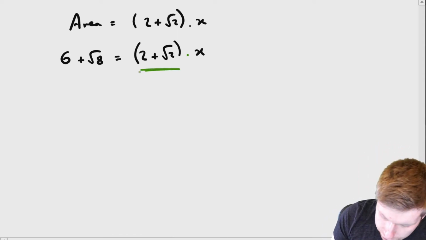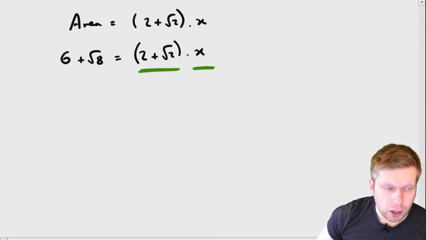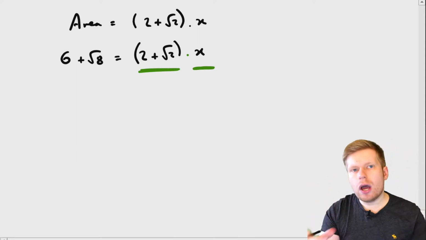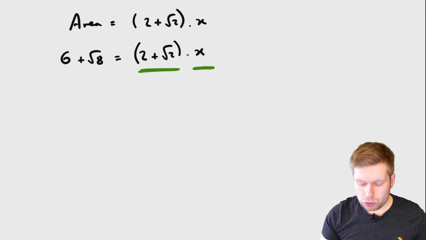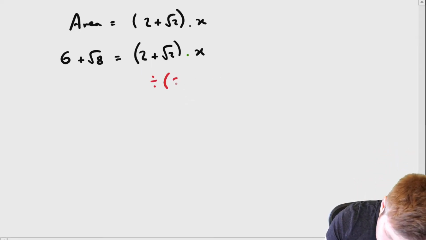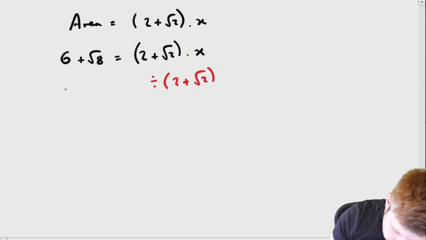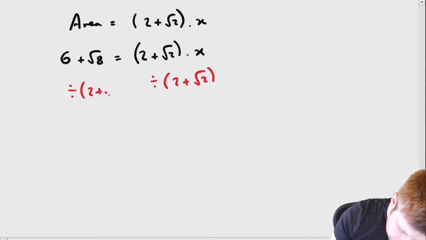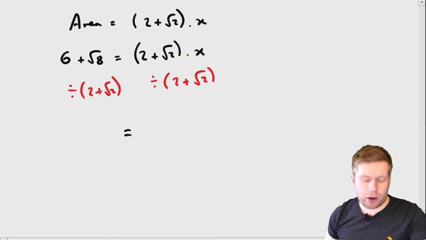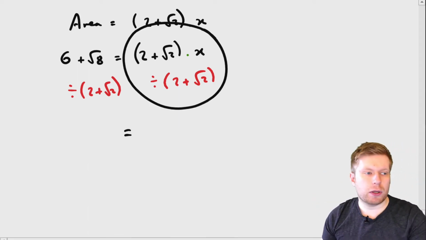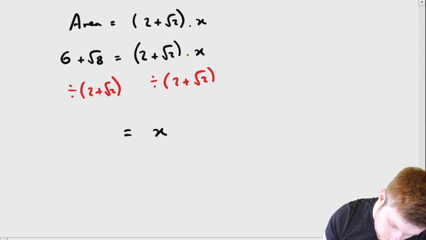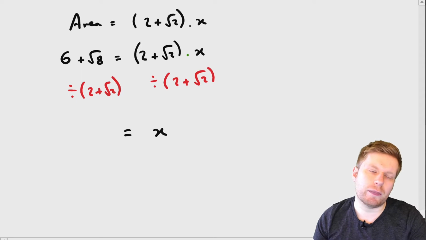Okay, so you're happy? I have 2 plus root 2 and I'm multiplying it with x. So in order to undo that, in order to get x on its own, I need to divide by that 2 plus root 2. So I need to divide both sides by 2 plus root 2. Well, clearly, if I divide the right-hand side by 2 plus root 2, then effectively I'm just going to be left with x. That's what I wanted. That's the reason why I divided by 2 plus root 2.